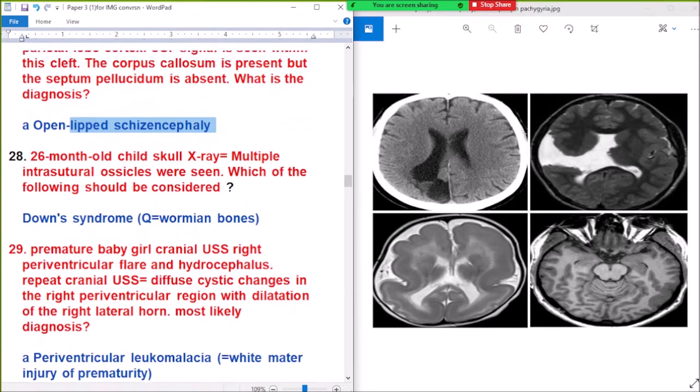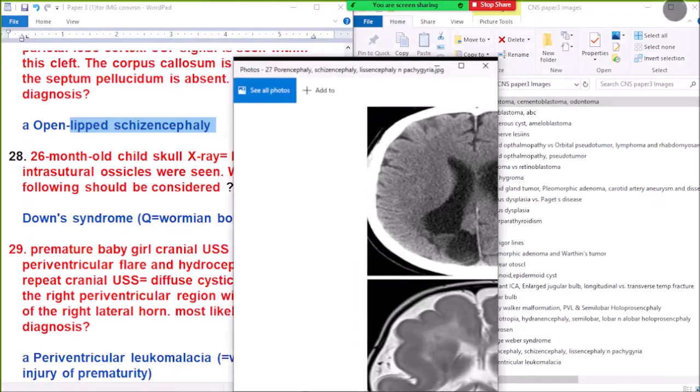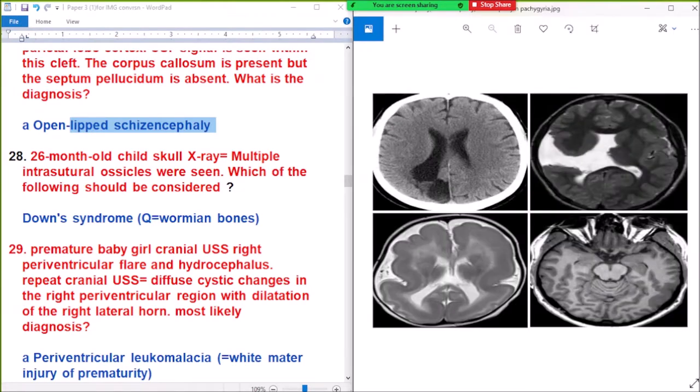Question number 28. Porencephaly, schizencephaly, lissencephaly, and pachygyria.